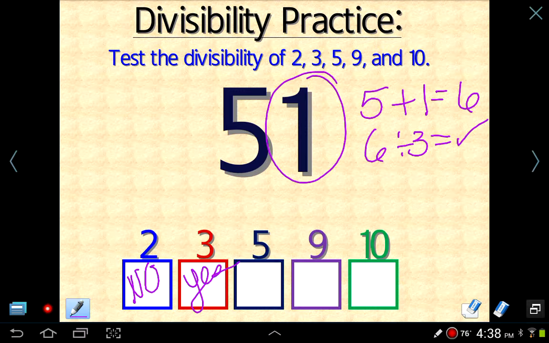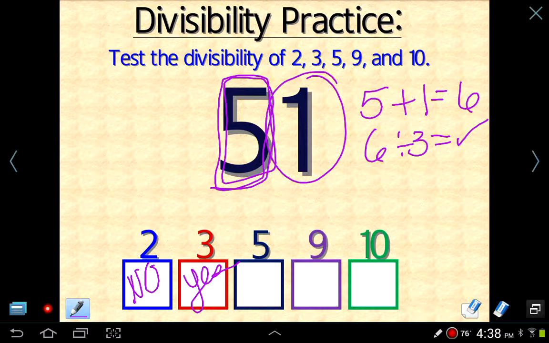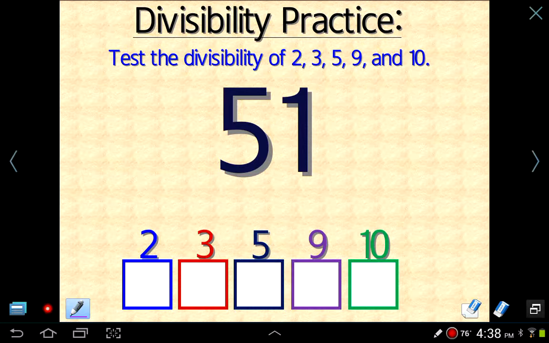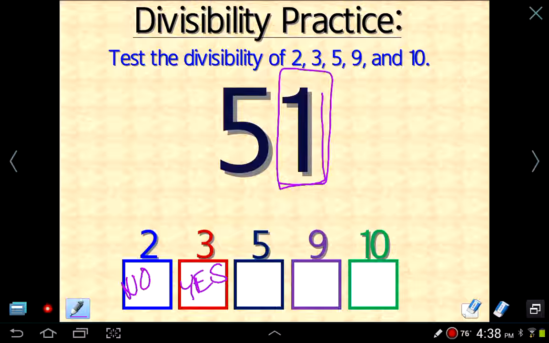Does 5 go into it? Hey, there's a 5 here. There's a 5. Right? So 5 must go into it, as long as there's a 5 in it. No, no, don't be fooled. It's got to be this digit, right? It has to be this digit. So does 5 go into anything that ends in a 1? I hope not. It does not divide into 51. So this would be a no.